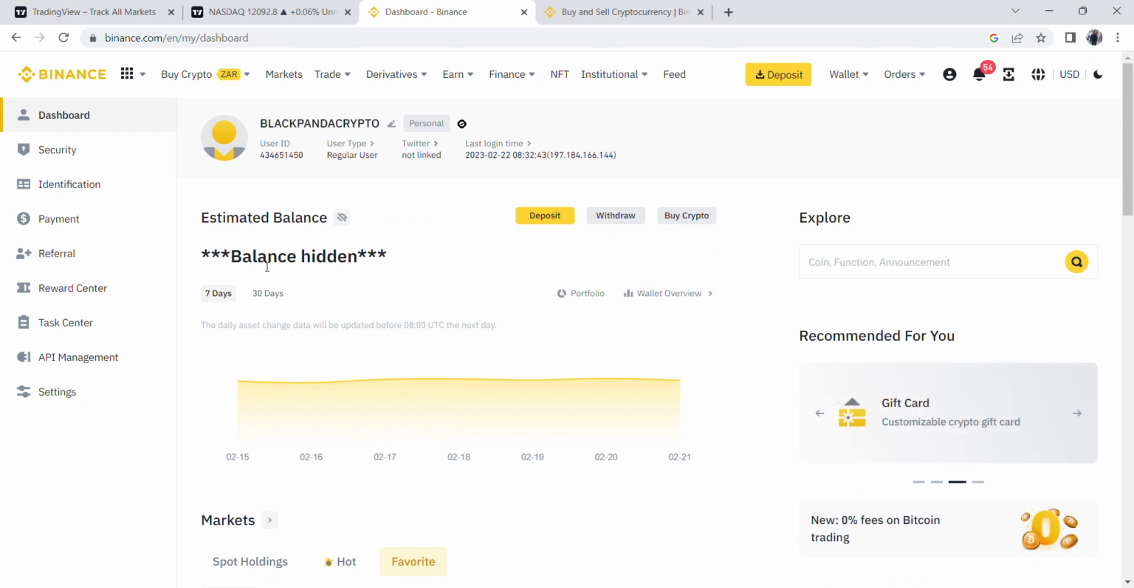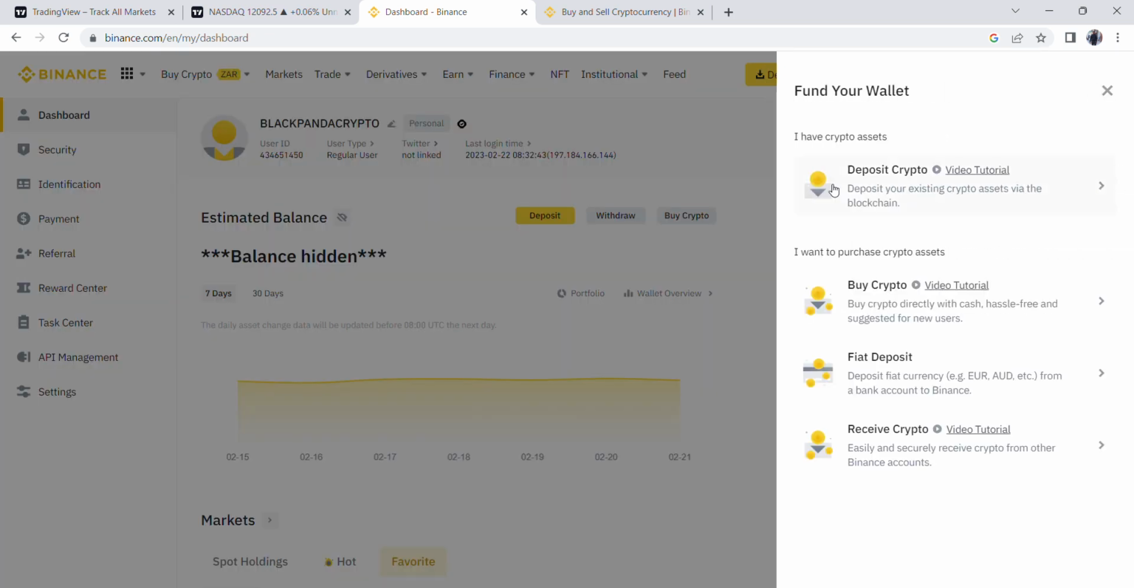Obviously, once you start, you're going to need to know how to deposit. Depositing is very easy. If you're in South Africa, in the majority of the world, Binance is regulated, so it is very simple to deposit on Binance. As you can see, just click on deposit. And the fun thing about Binance, they know the application is complicated, so they walk you through everything.